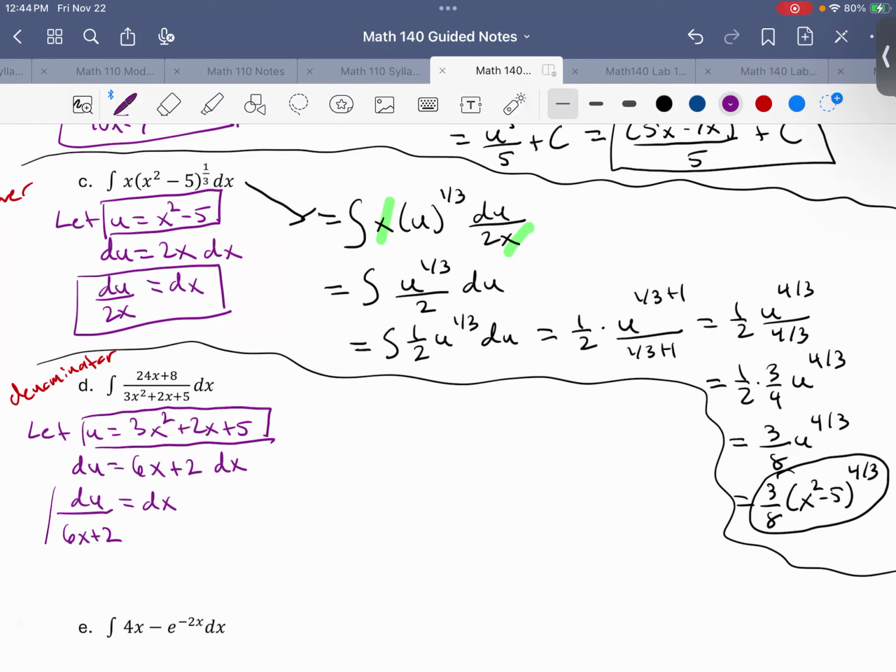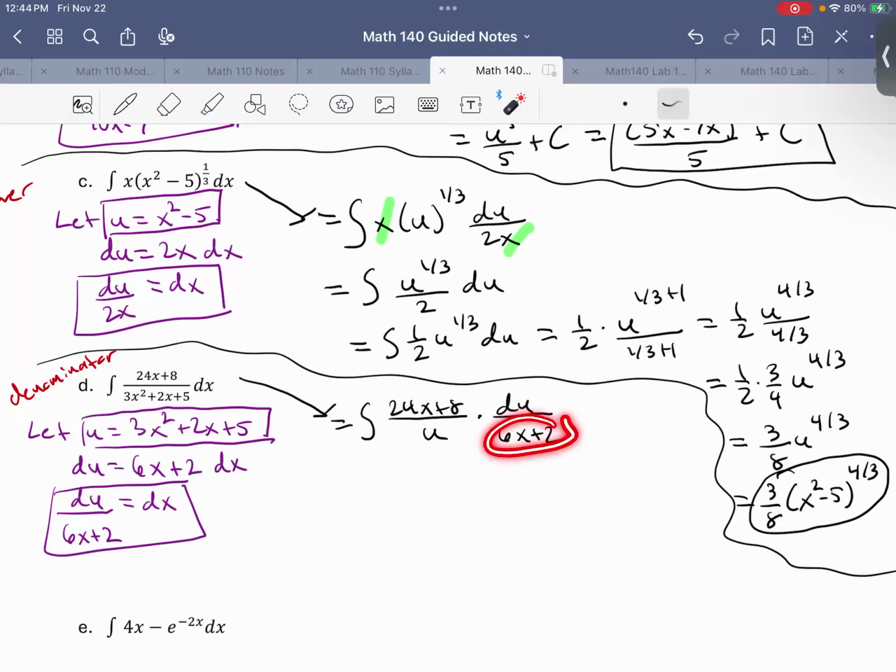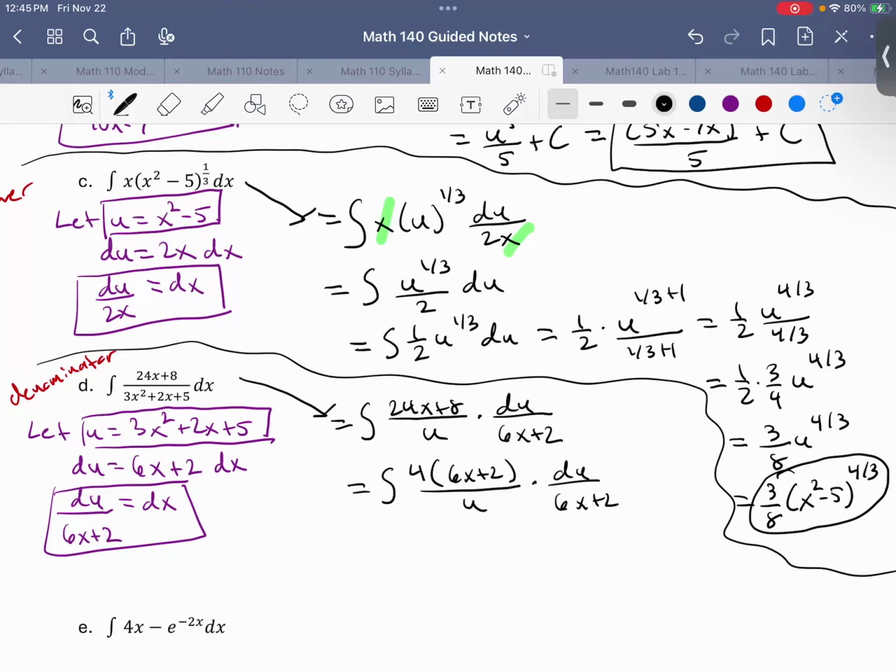So same process, I'm just going to substitute in u and du into my integral. So this equals the integral of 24x plus 8 over u times du over 6x plus 2. So if you see, this does not cancel out immediately as in previous problems, but what we can do is factor out a 4 out of 24x plus 8 to have the same 6x plus 2. So let's do that. So I could factor out a 4 and have 6x plus 2 over u times du over 6x plus 2. And so these 6x plus 2's cancel out.